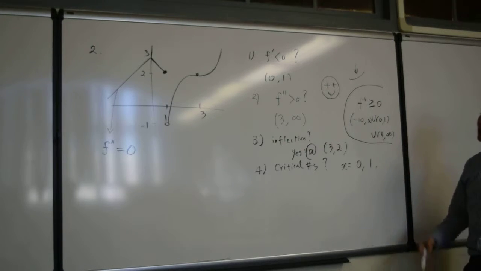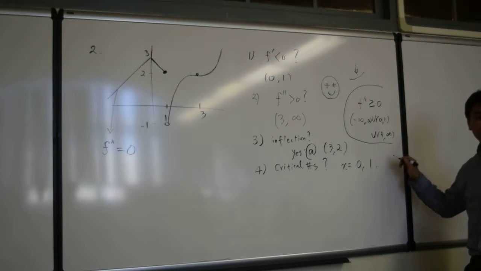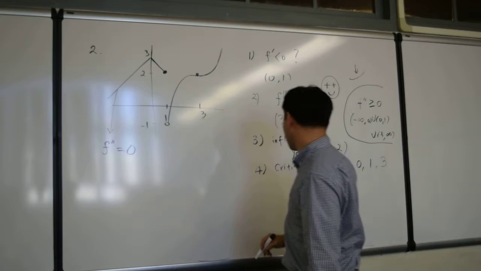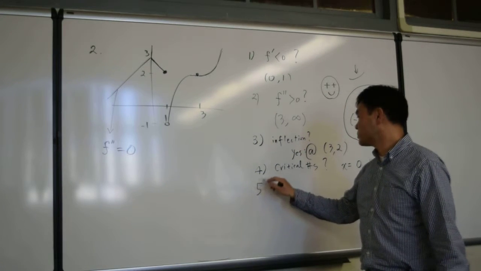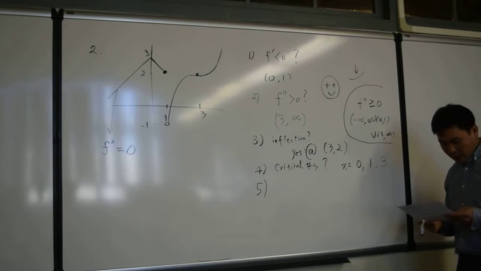And in addition to this, there's a point in this graph where the derivative is equal to 0. What's that point? For what value of x is the derivative equal to 0? 3. So at 3, it's a horizontal line. So those are the critical numbers.